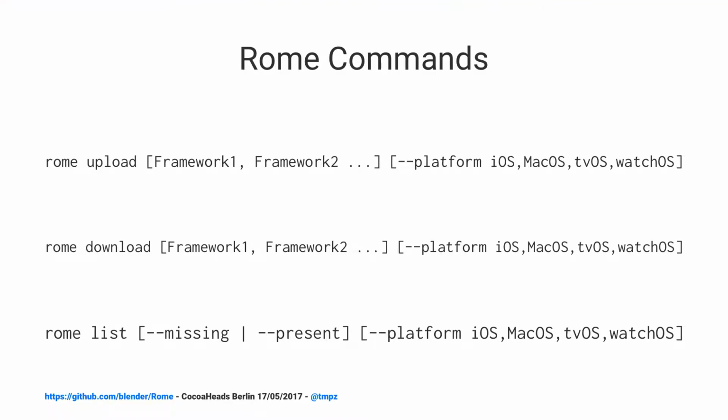Rome has three commands. Basically, it has upload, that you can use to upload a framework to the cache. It will also upload dSYMs if there are dSYMs. If you don't have dSYMs, then it's just skipped. And it will also, as I mentioned before, upload Carthage version files if you have them. The second command that you can run with Rome is download, so to obviously retrieve things from the cache. And last but not least, the command that I ran the most, which was list.